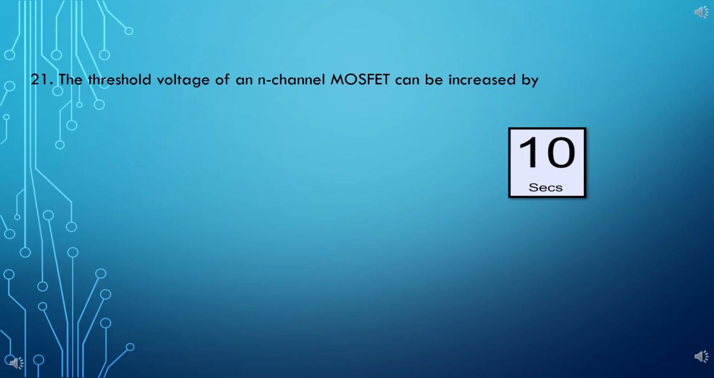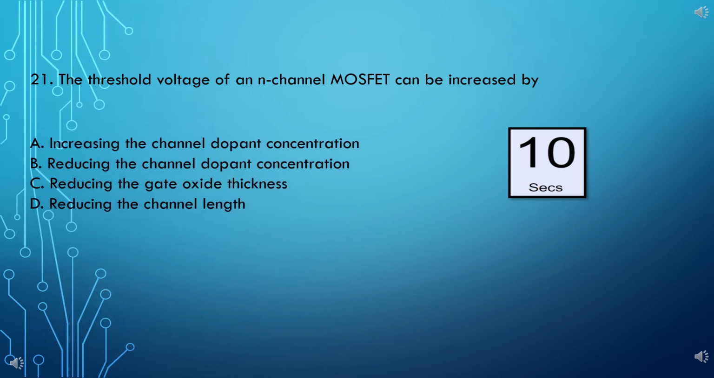The threshold voltage of an N-channel MOSFET can be increased by: Option A. Increasing the channel dopant concentration. B. Reducing the channel dopant concentration. C. Reducing the gate oxide thickness. D. Reducing the channel length. Answer: increasing the channel dopant concentration.